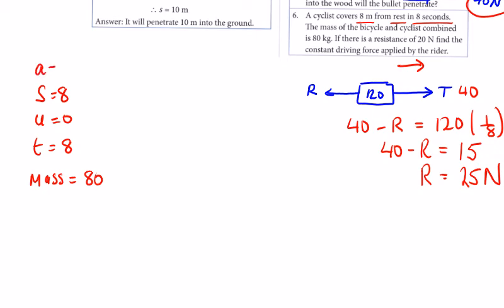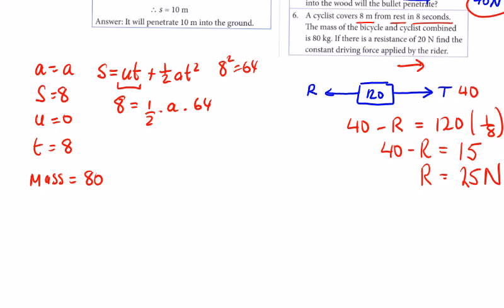So we can definitely get A here using S is equal to UT plus a half AT squared. 8 is equal to 0, and I've got a half by A by T squared, or 8 squared equals 64. So 32A equals 8. So A is equal to 1 over 4, that's meters per second squared. And now we'll bring in the resistance force of 20. There's a resistance of 20.